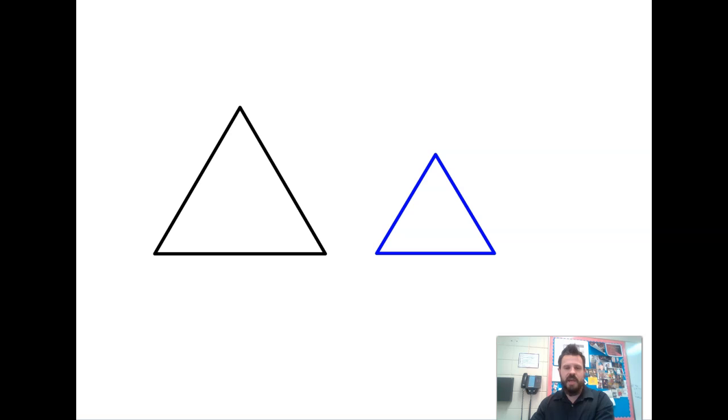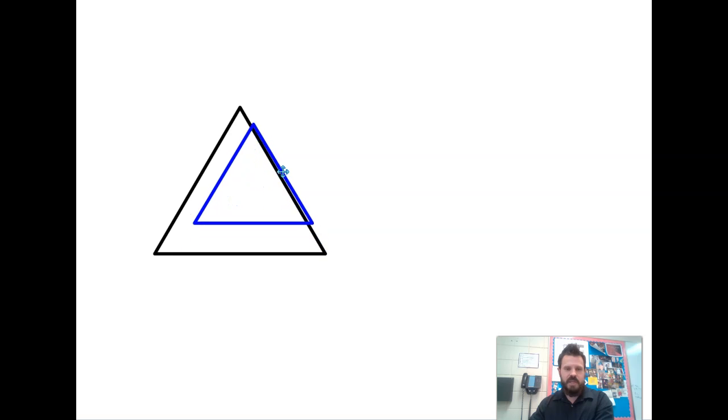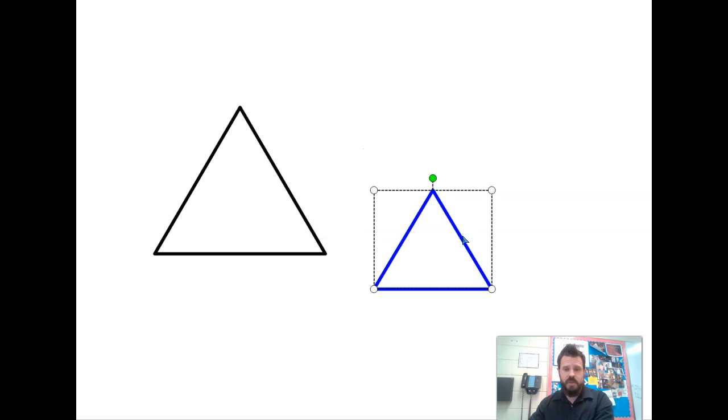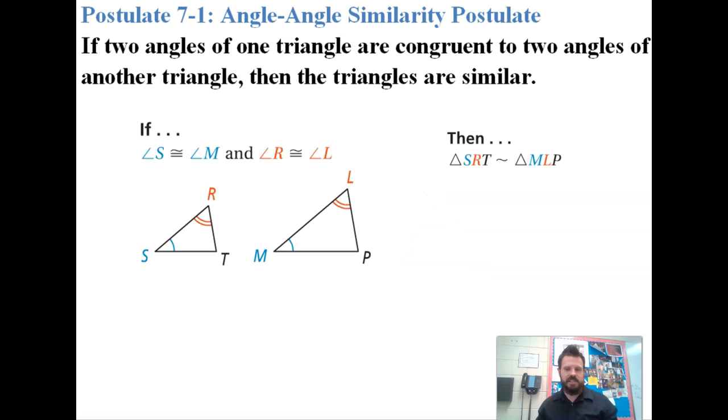Let's say I have two triangles that are different sizes, but when I take a look at the angles, it looks like all three angles are congruent to each other. So two triangles, different sizes, but all congruent angles. Well, what's true about this? It looks like these triangles are the same shape. It looks like they're similar to each other. And that's going to be our first shortcut, or our first postulate for the day. We'll call it the angle-angle similarity postulate.